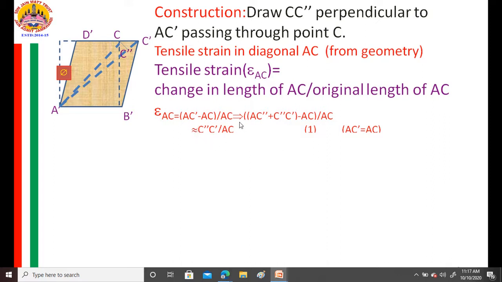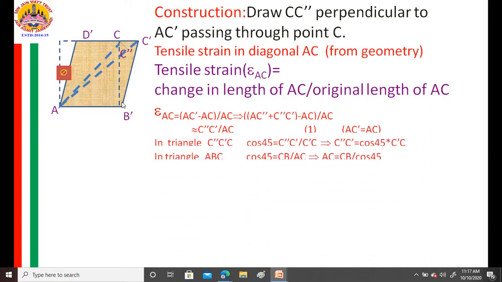Now these dimensions I want to convert in terms of this phi, the shear strain, which is nothing but tan of phi equal to CC dash divided by CB dash. That means converting these two dimensions into C dash C and CB, you will get the required relation. Just see here how I am converting. In the triangle C double dash C, this C double dash angle is 90 degrees. Therefore, this is 45 and this is 45.